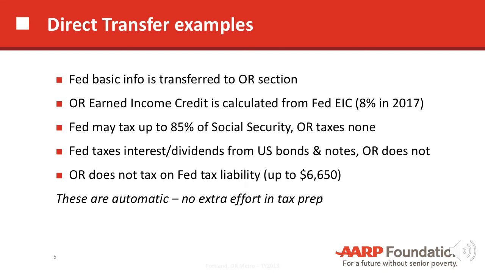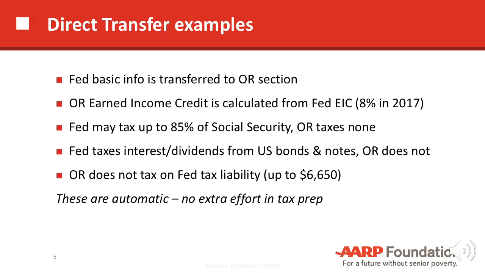Here are some examples of items that get transferred directly. As you might expect, basic info such as name and address is transferred to the Oregon return automatically. If the taxpayer qualifies for earned income credit at the federal level, a portion of this is transferred automatically to the credits on the Oregon section.